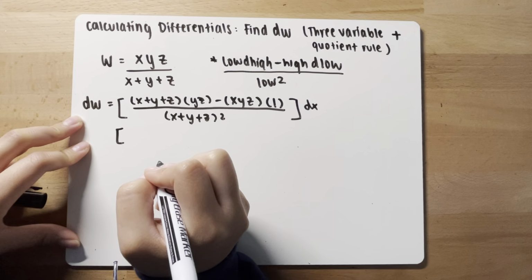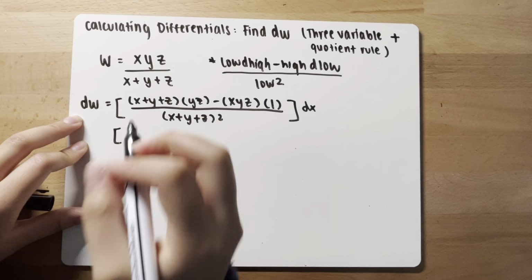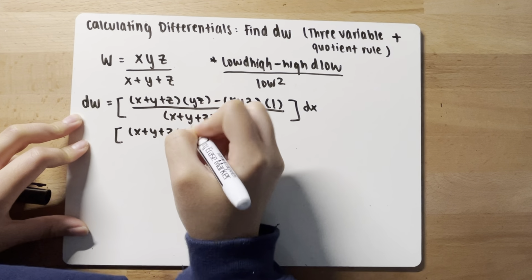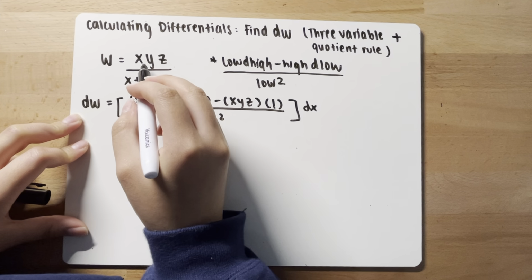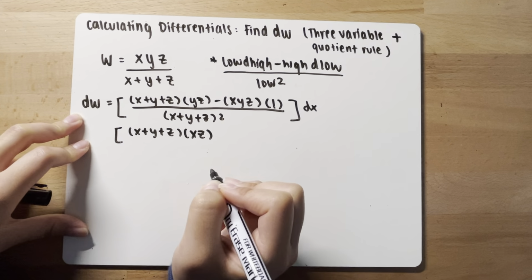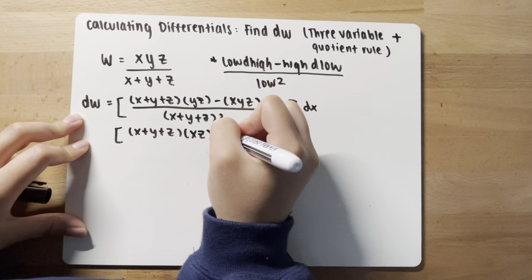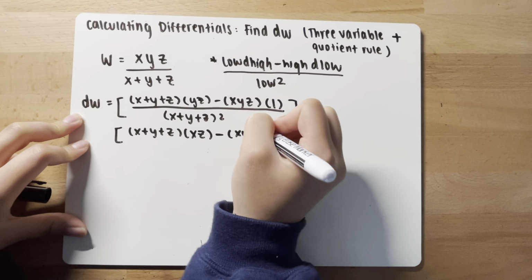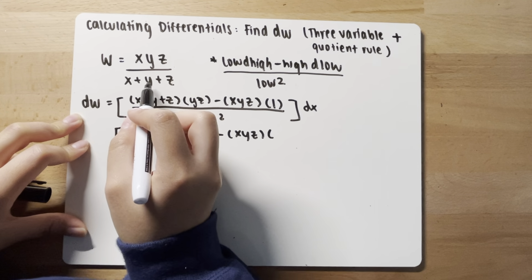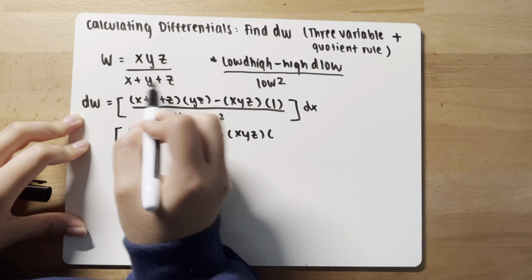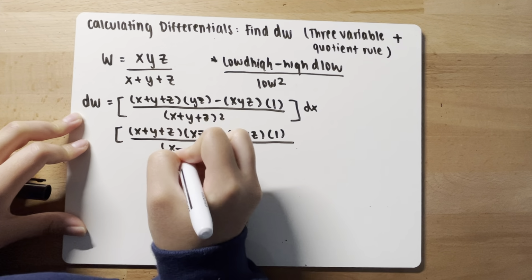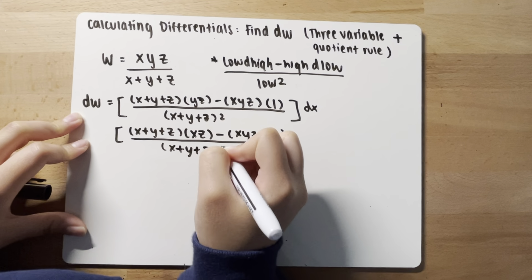Moving on to dy, you are going to derive in terms of y, so you have x plus y plus z times the derivative of xyz in terms of y, so you have xz, because the derivative of y is 1, minus high xyz, d low, the derivative of x plus y plus z in terms of y is 1, because you're only going to derive y, which is 1, over low squared, x plus y plus z squared.